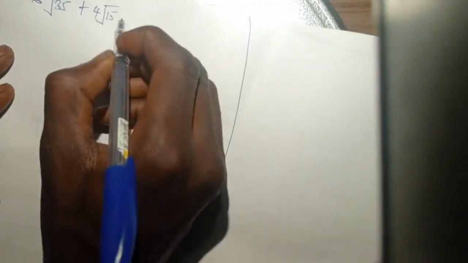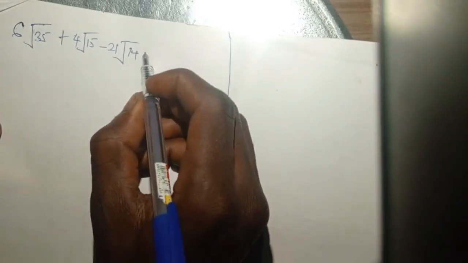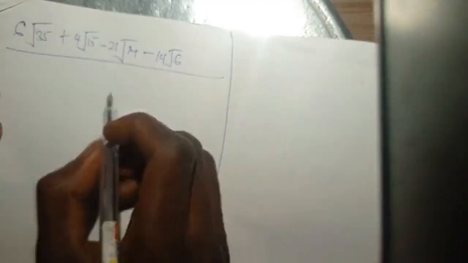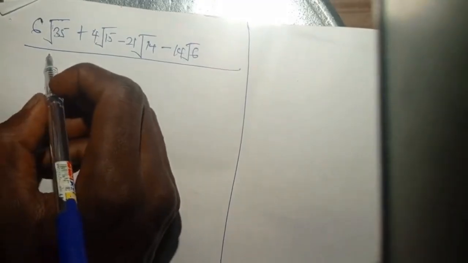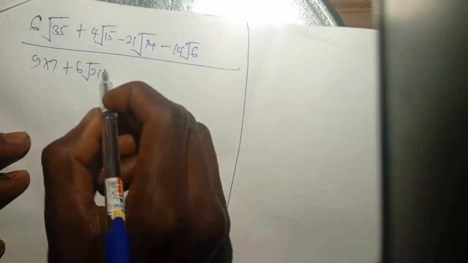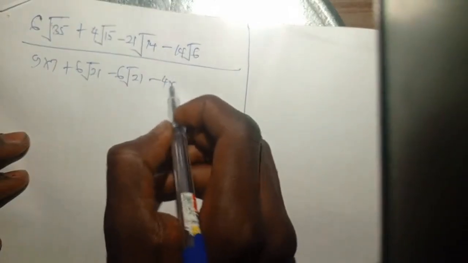Now we're going to copy 6 root 35 plus 4 root 15 minus 21 root 14 minus 14 root 6 and all over 9 times 7 plus 6 root 21 minus 6 root 21 minus 4 times 3.